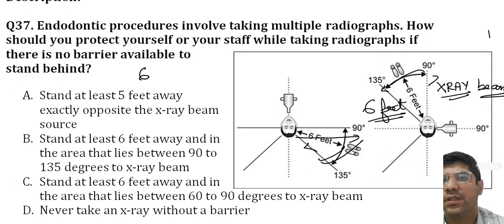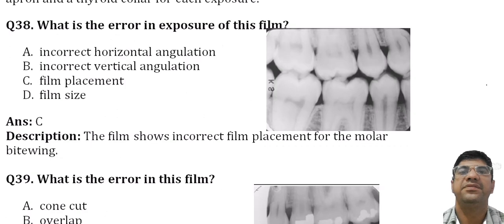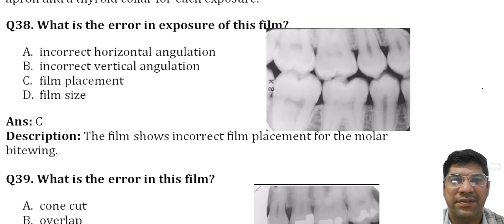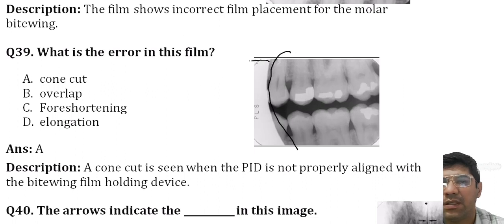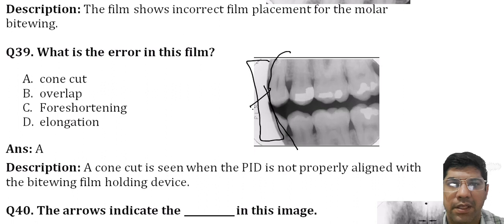The next question: what is the error in exposure of this film? The film shown has incorrect film placement for the molar bitewing. What is the error in this film? So here you can see it is a cone cut. So this region is cone cut. It occurs when the X-ray cone is not properly aligned with the film sensor.